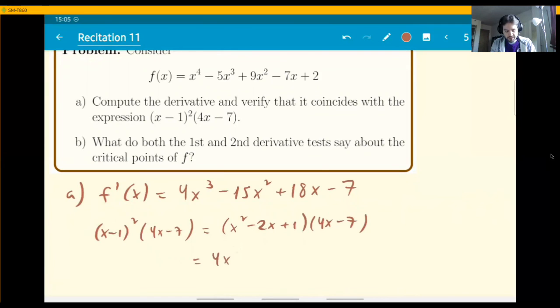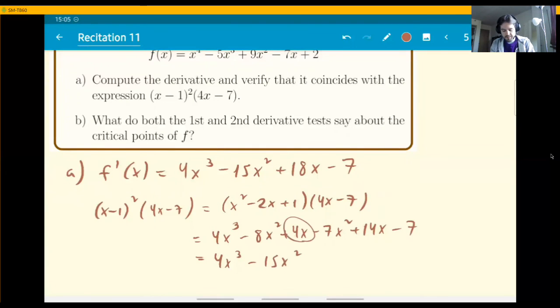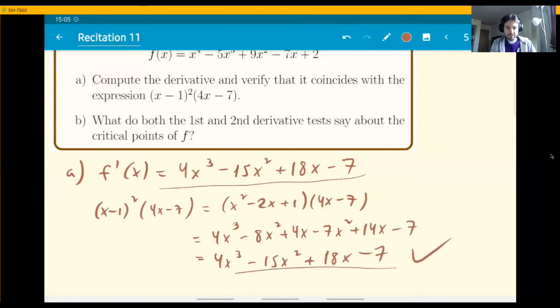So what I'm doing is multiplying this out. You can check the calculations. 7x squared, 14x, minus 7. So after expanding out the expression they gave us, and now I'm going to group together the terms with similar degrees, you have a minus 8x squared minus 7x squared. That is minus 15x squared. 4x plus 14x, 18x. And then minus 7. So it checks out with the derivative that we found. So A was just very simple. Now we know that the first derivative factors this way.